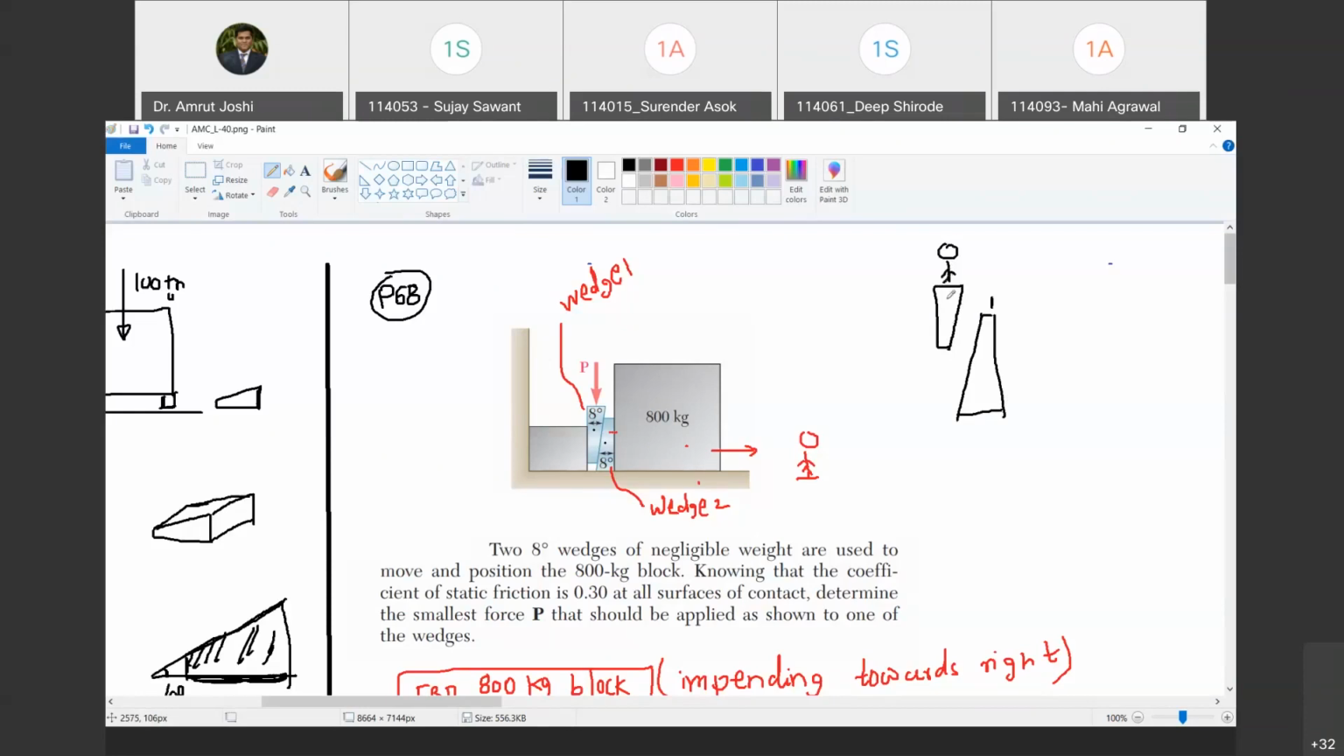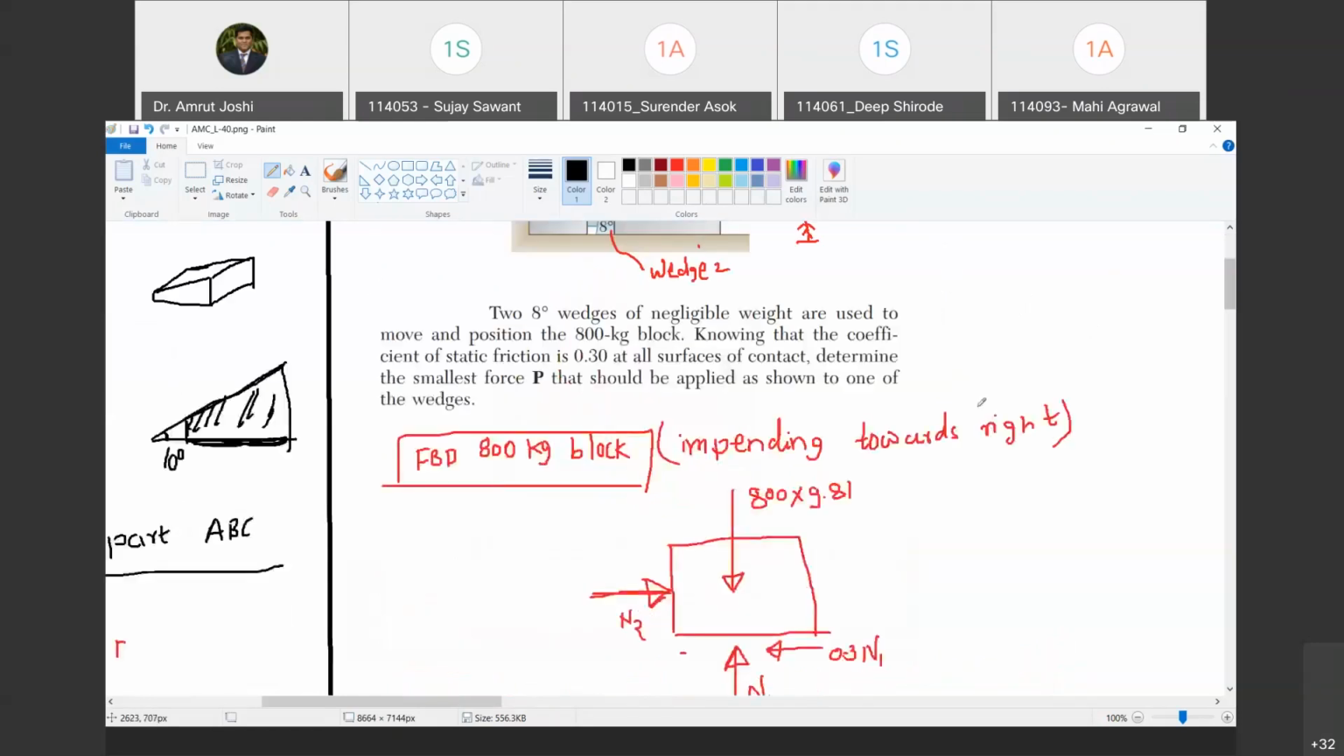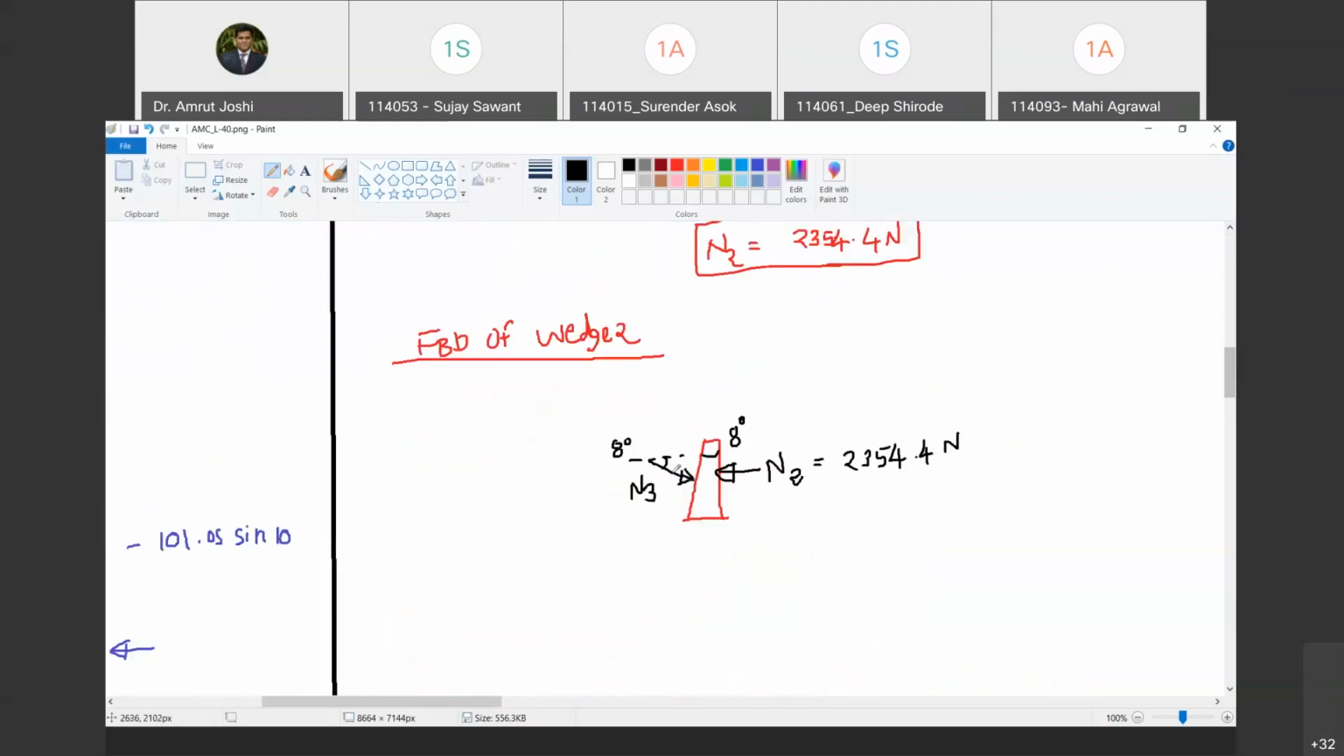Happy? Yes, sir. Now this block is moving down, but with reference to the observer, this block is coming up. Do you agree with me? Yes, sir. So therefore, the frictional force must be in opposite direction. So the frictional force exerted by this block on this must be in this direction. Are you with me? Yes, sir. Have you understood this? Yes, sir.